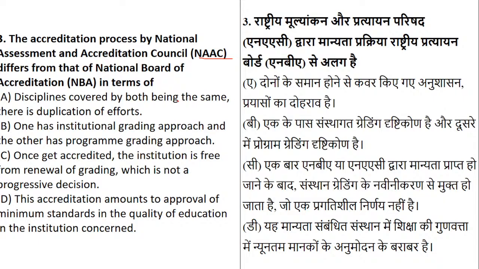Now disciplines covered by both being the same, there is duplication of efforts. One has an institutional grading approach, the other has a program grading approach. Once an institution gets accredited, it is free from renewal of grading, which is not a progressive decision. The accreditation amounts to approval of minimum standard in the quality of education as far as the institution is concerned. So they have given us some statements. You have to tell how NAAC and NBA differ. If you want to take time, you can read the question on your own and tell me what will be the right answer.